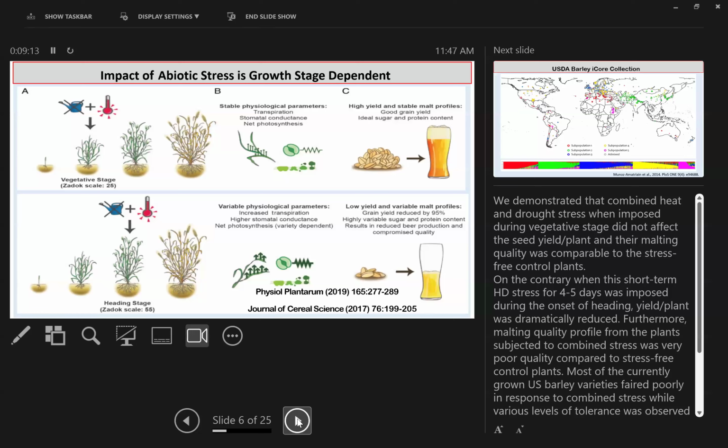So we did this work with all the amber malting barley varieties, and we found that none of the current varieties cultivated in the US have any level of tolerance to combined heat and drought stress. But if you hit them singly with heat or drought, you will find some different levels of tolerance. But if you put heat and drought together, about 95% of the yield is lost, and in the amount of seeds we get, even for the small mini-scale malting that we do using T-balls, the malt quality profiles look terrible.